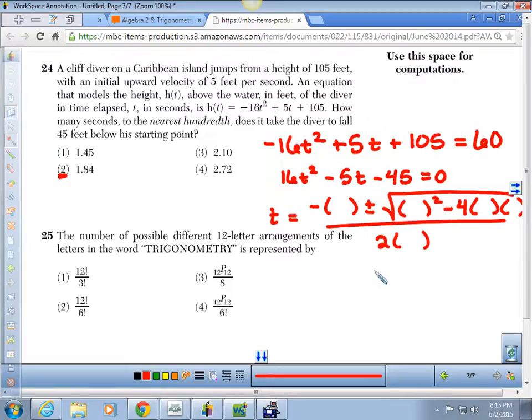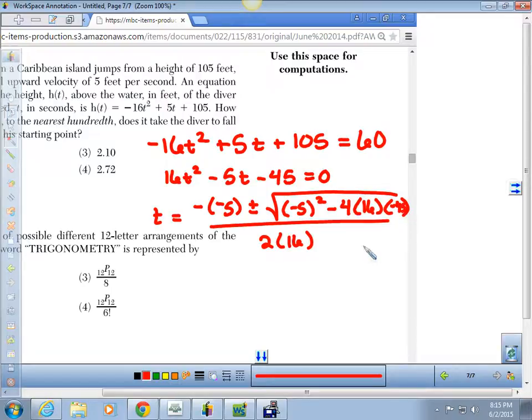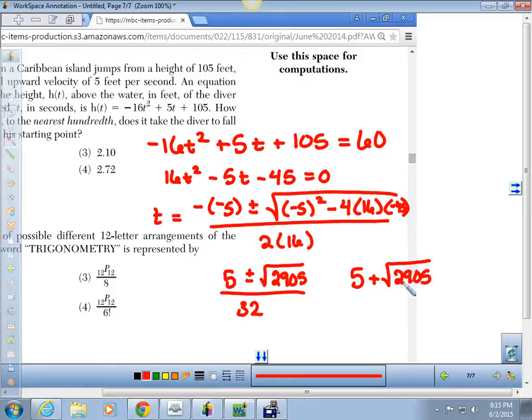Well, what is my a value? A value goes here and here. What is my b value? B value goes here and here. What is the c value? C value goes here. Okay, so negative negative is a positive 5. What's 2 times 16? 32. I just need you to evaluate the discriminant for me, please. Don't type in the square root, just what's inside of the square root. So the parentheses, negative 5 squared minus 4 times 16 times negative 45. Evaluate the discriminant for me, please. 2905. Okay, so now into your calculator, please. 5 plus radical 2905. Evaluate that.